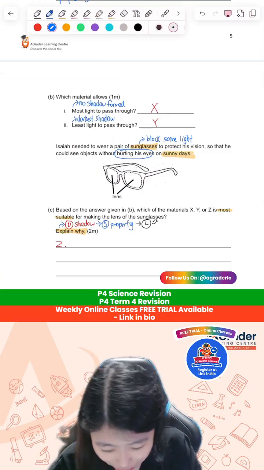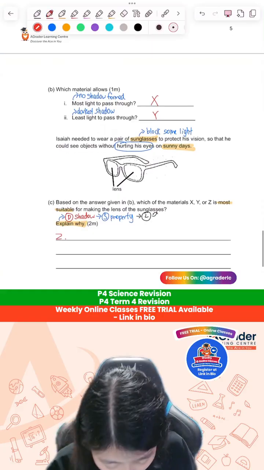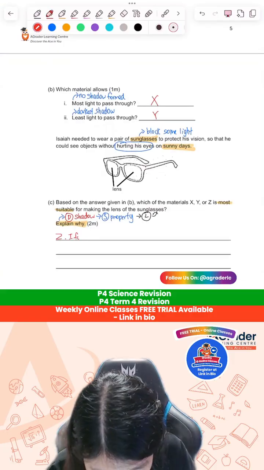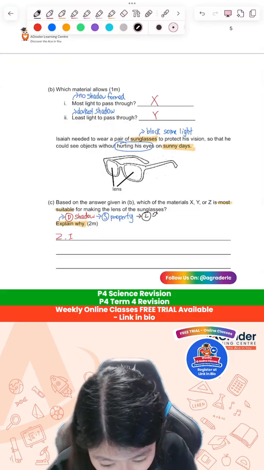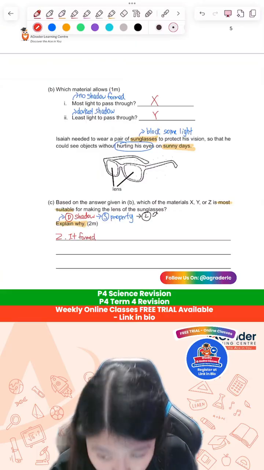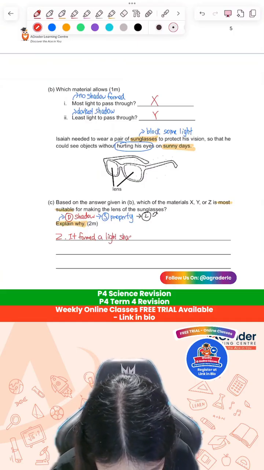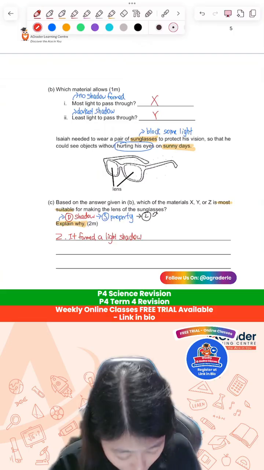Very good. So let's write this one down. You can say, why do you choose Z? It's because it formed, let's use our DSL, a light shadow. Why do you choose Z? Because it formed a light shadow on the screen.